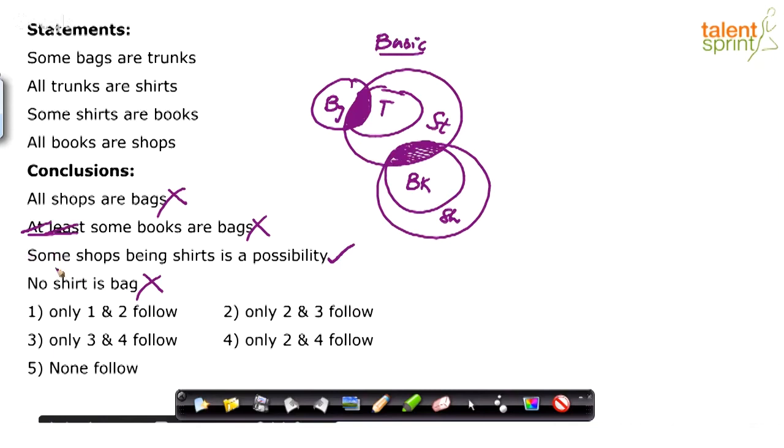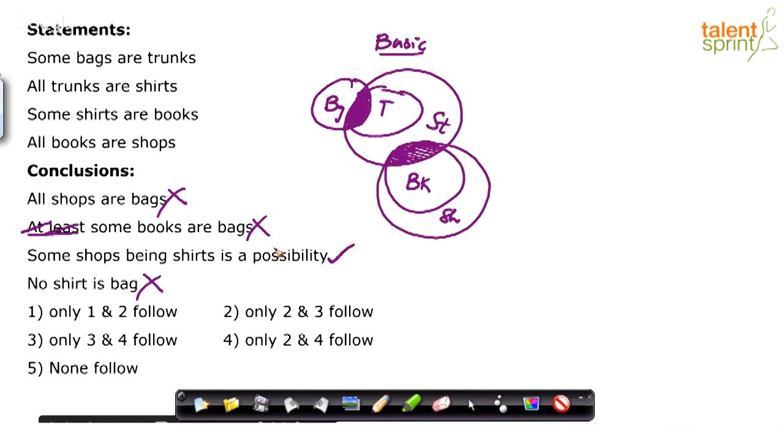Now the question is about conclusion number 3 here. I would actually like to mention something here. There are many books and many sources which believe that something which is definite should not be taken as possibility. Some authors say that some shops being shirts is a possibility is wrong. But I have always maintained that this is correct, because if it is definite, then it is always possible. You cannot say that it is not possible. So some shops being shirts is a possibility is true according to me.